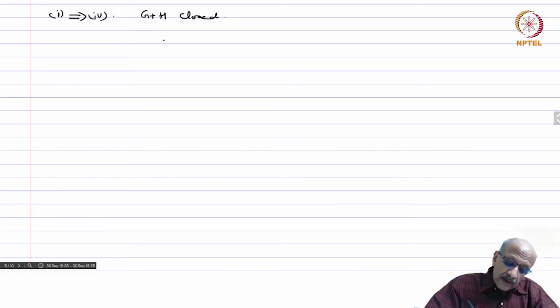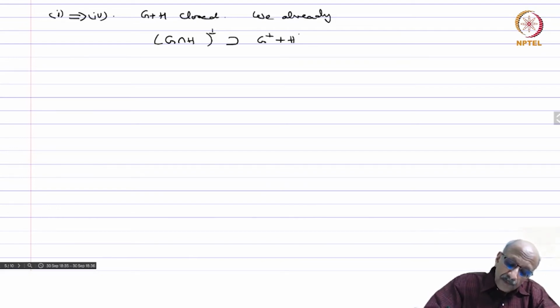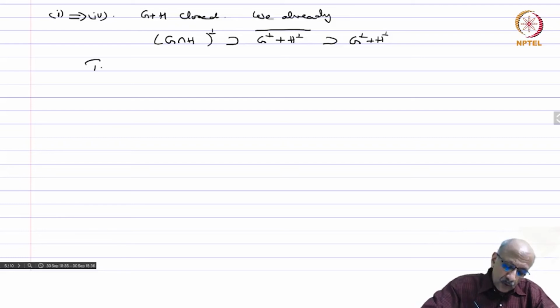So we already know that, we already proved this in a corollary. G intersection H perp contains G perp plus H perp closure, and that of course contains G perp plus H perp. So we need to prove, to show, G intersection H perp is contained in G perp plus H perp.